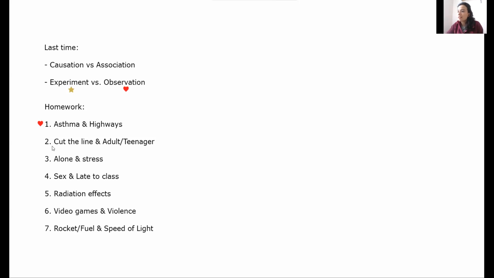Then you have cutting the line: are adults or teenagers more likely to react when somebody cuts the line? In this case, what do you think we would have to do? I said observation. Observation, why? Because I don't know, I feel like if you're in a study, people aren't gonna react.